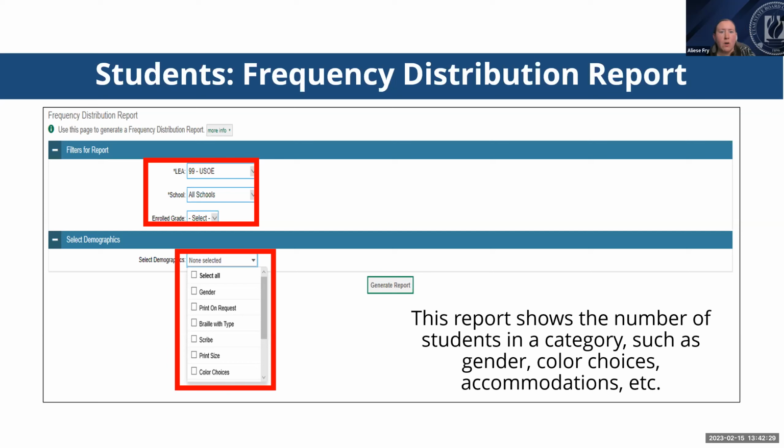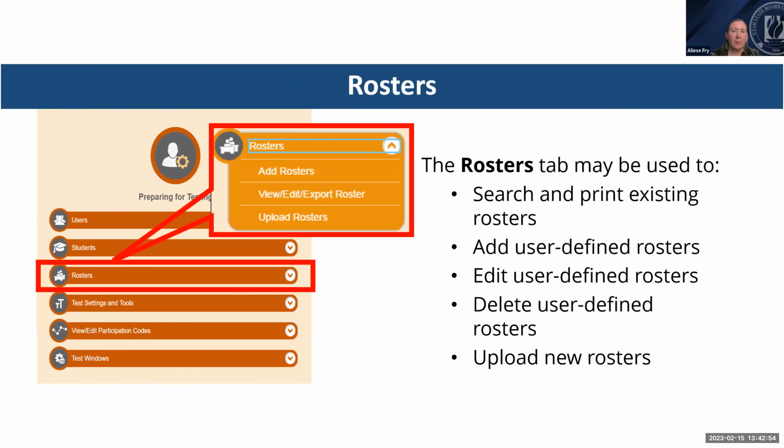So this report, we're going to look at the frequency distribution report. It's available at the LEA or school level. It's going to show you the number of students that fall into a specific category. Again, once you generate one of these, it's going to be sent to your secure inbox that we saw in TIDE. The results can be displayed in a grid or a graph or a little bit of both.